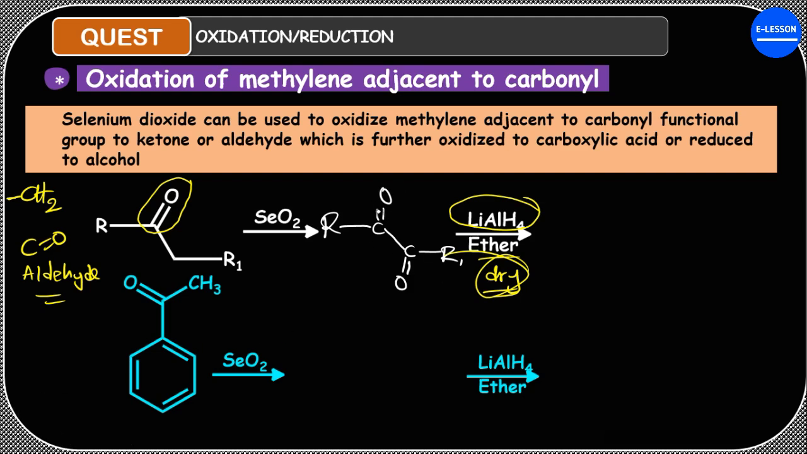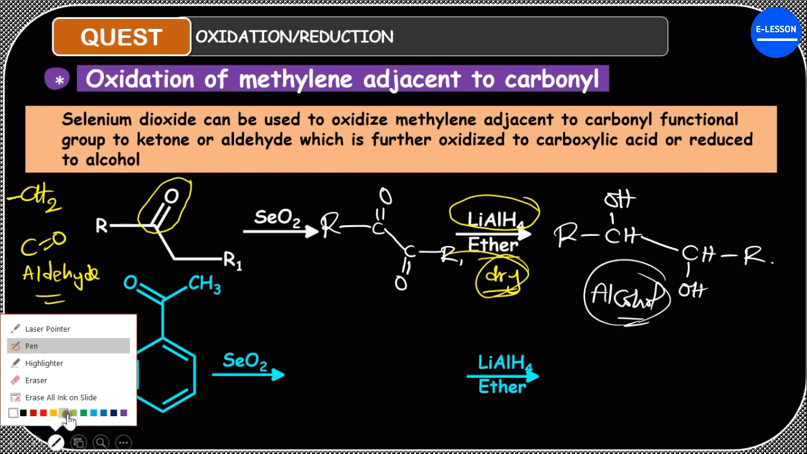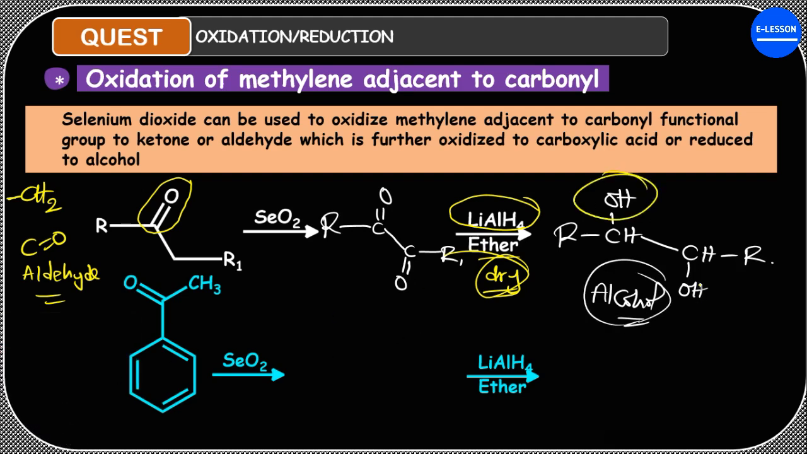Whenever ketones are reduced, they give us secondary alcohols. So this group will be reduced to something like this: CH, here will be OH, and then here will be C, here will be OH, here will be H, and then here will be R. So this is an alcohol, or we can call it a diol because it has been reduced to two OH groups. So that is everything you need to know about this reaction.